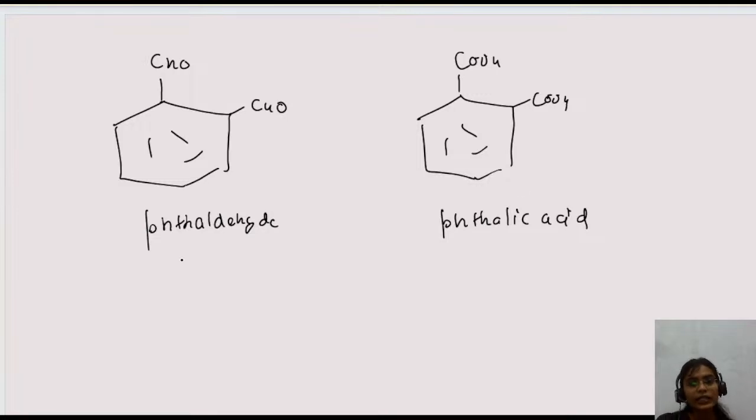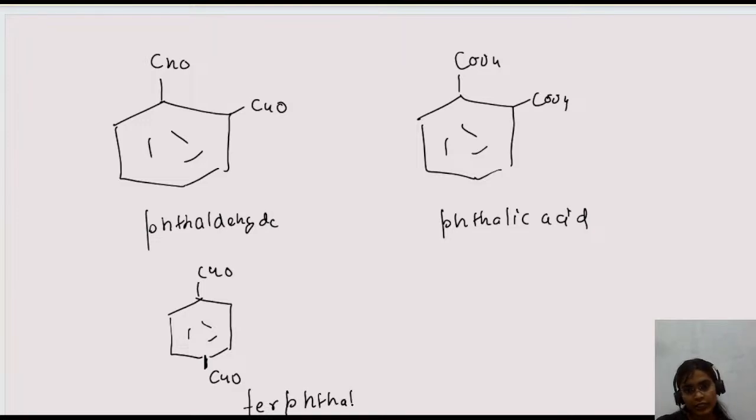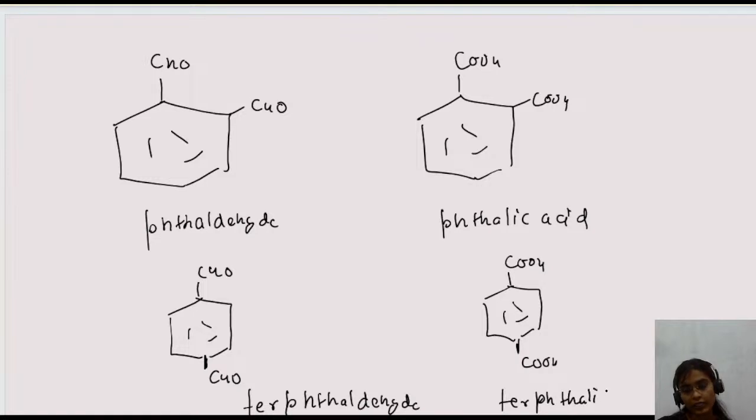But on the other hand, let's suppose the CHO groups are present para to one another. So now we have to use tere at the very start. Okay, so it becomes terephthalaldehyde. And same, if both groups are connected like this, COOH and COOH, what does it become? It becomes terephthalic acid, okay? Terephthalic acid.